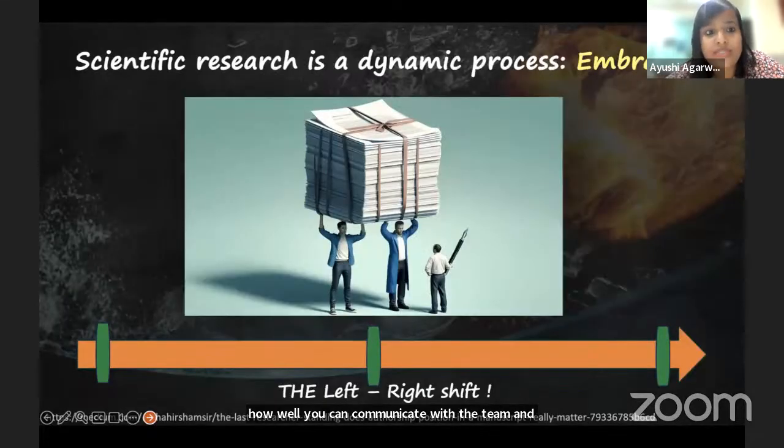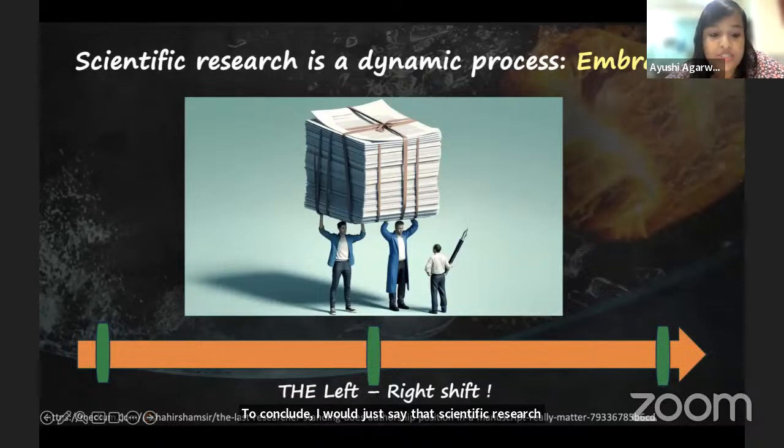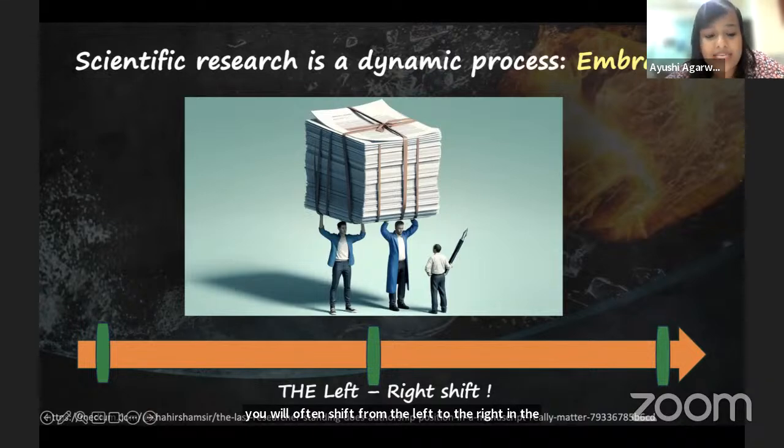To conclude, I would just say that scientific research is a dynamic process. You will often shift from the left to the right in the order, but what you need to remember is to embrace it with dignity and ethics. Thank you.